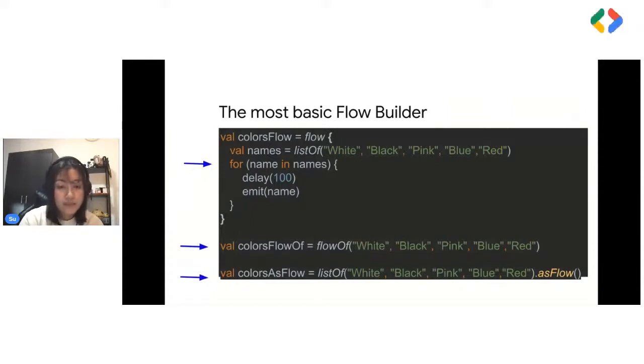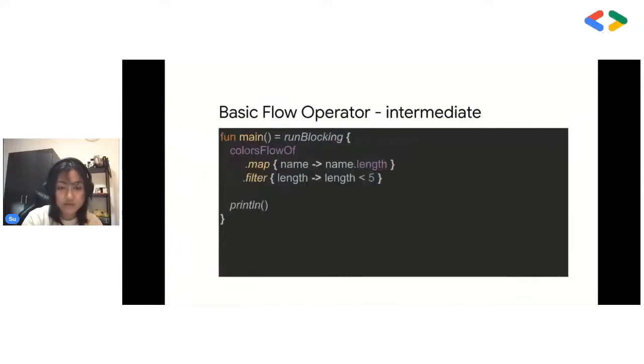Below there are other ways of implementing flow builders, so it's a kind of easy flow declaration. You can use flowOf to create a flow from a fixed set of values, or you can use asFlow to convert various collections and sequences.